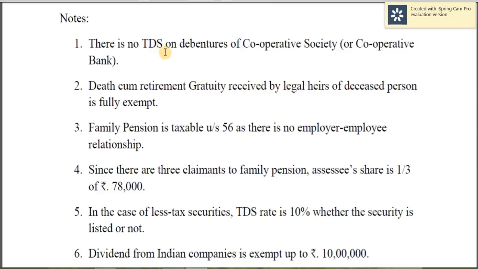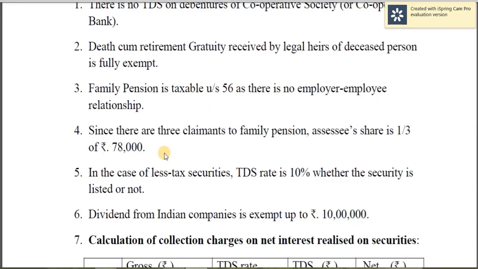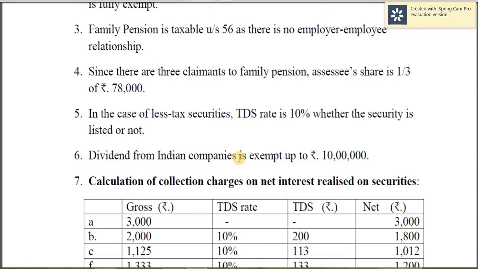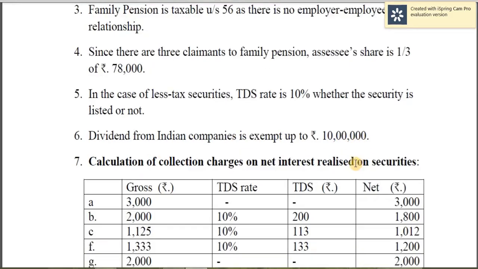See other notes here. There is no TDS on debentures of cooperative society or cooperative bank. Death cum retirement gratuity received by legal heirs of deceased person is fully exempt. Family pension is taxable under section 56 and there is no employer-employee relationship. Since there are 3 claimants to family pension, the share is 1/3 of 38,000. In the case of less tax securities, TDS is 10% whether the security is listed or not. Dividend from Indian companies is exempt up to this limit.